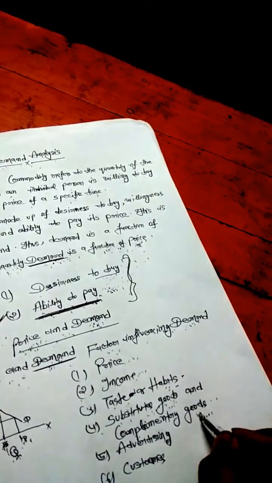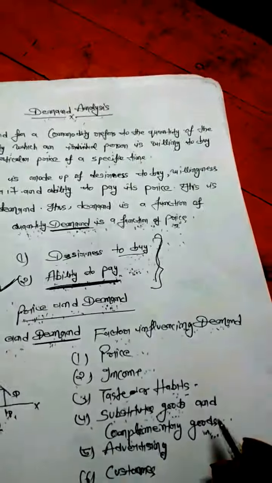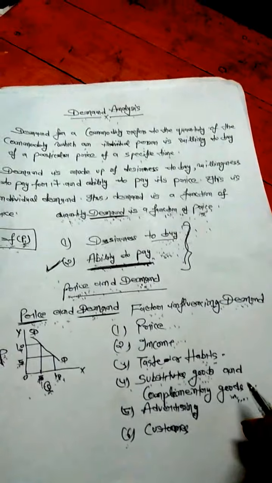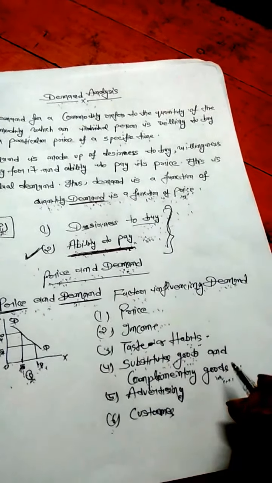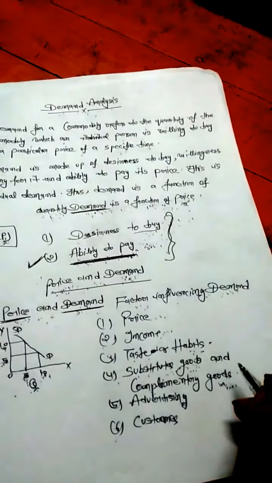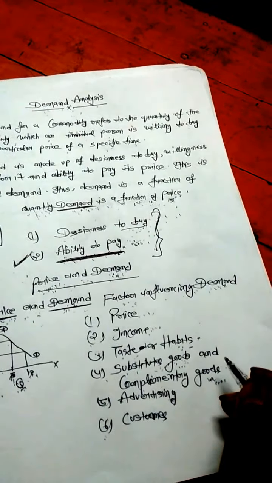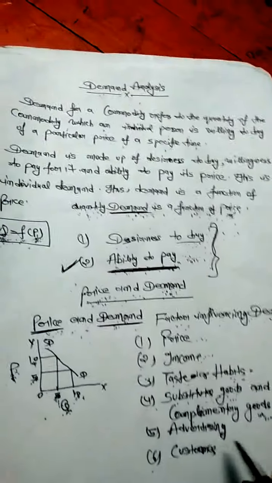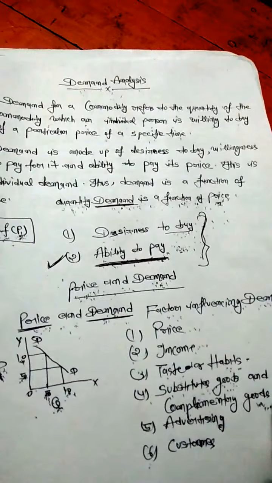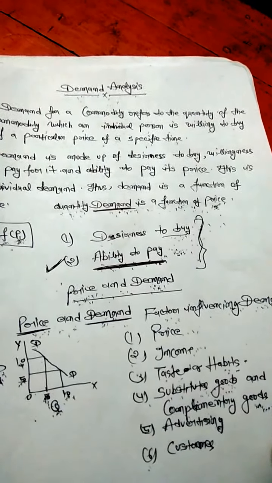And complementary goods. If the price of one good falls and people buy more of it, they will usually buy more of the complementary goods also, whether or not its price also falls. Complementary goods are like pen and ink, bread and butter, etc.